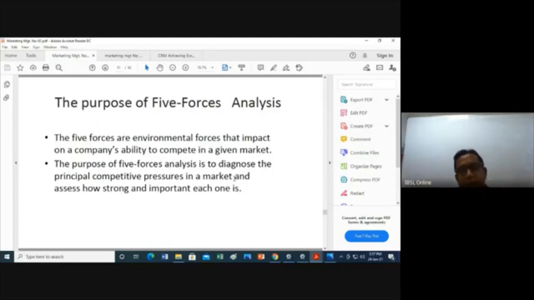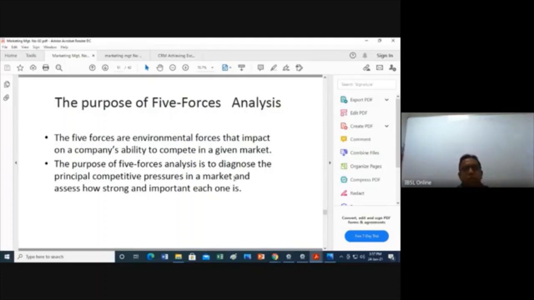Under micro analysis, you use a model called five forces analysis. It will talk about the micro factors, the factors that are immediately around the company. So factors that are immediately around companies are the micro factors. Factors which are broadly outside are called the macro factors. So micro and macro, you have to be able to differentiate in terms of that.